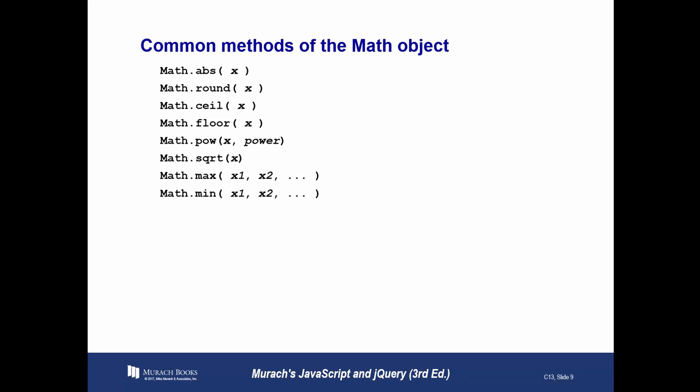Math.pow. So for instance, if I say Math.pow(3, 4), that means 3 to the 4th power. 3 times 3, 9 times 3 is 27 times 3. In other words, it's 81. Math.sqrt returns the square root. Math.max returns the largest value that you give it, and Math.min returns the smallest value that you give it.